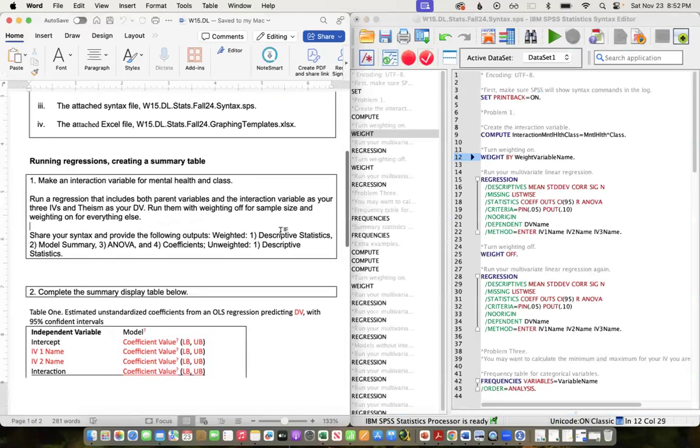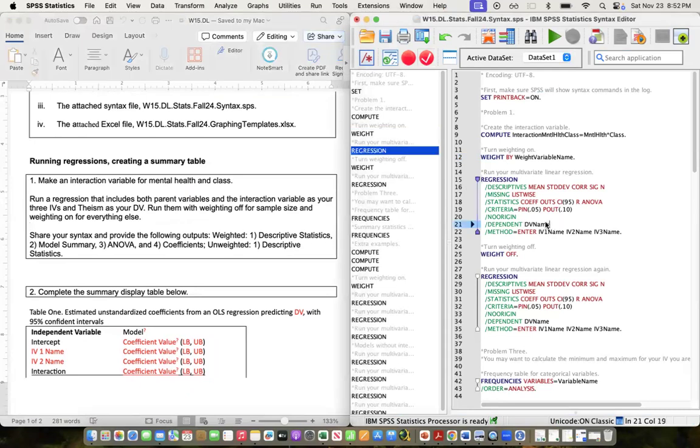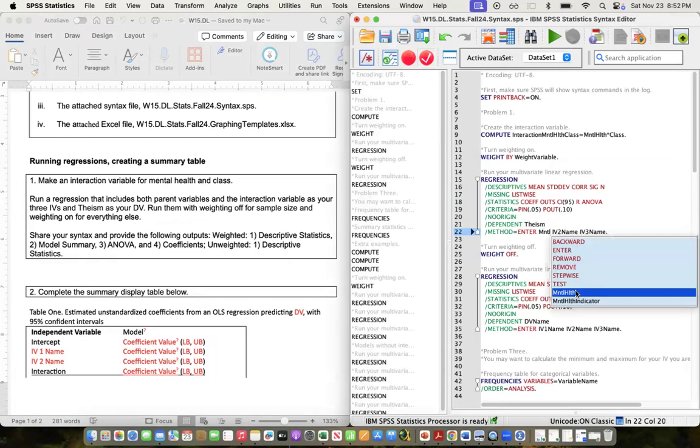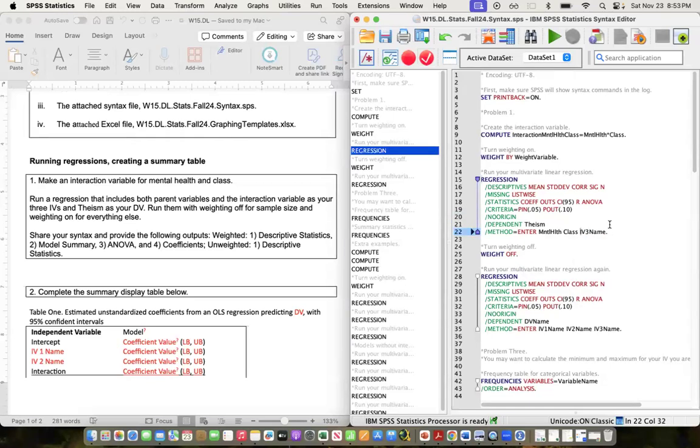Now we're going to run a regression. And this time, it's just like before. So we're going to turn on weighting, and then we're going to turn off weighting so we can get it with or without the sample size. We have theism. We have, just like last week, our two variables, mental health and class. And then the only thing that's going to be different here is that we're going to also include our interaction of these two variables. So we're also going to include that interaction variable. Either one. I made it twice, but great, whichever one you made will work.